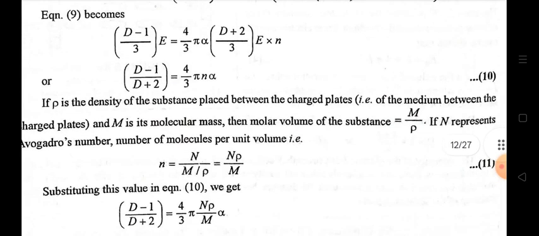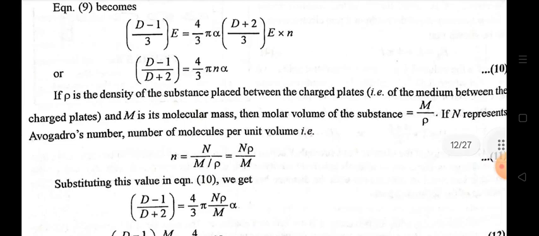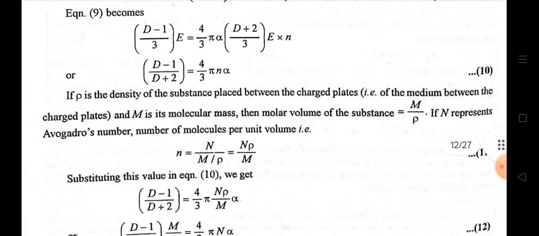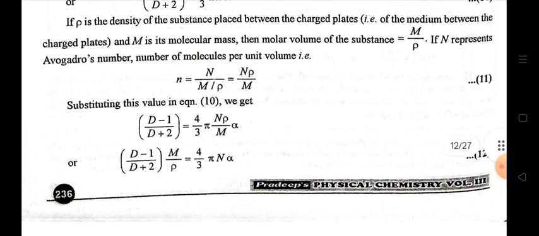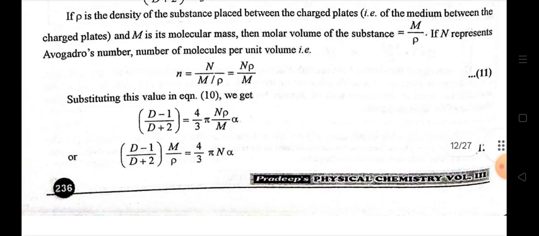If rho is the density of the substance placed between the charged plate, and m is the molecular mass, then the molar volume of the substance is equal to m by rho. If N represents Avogadro's number, and n the number of molecules per unit volume, then n is equal to N upon m by rho, that is equal to N rho by m, that is our equation 11. Substituting this value in equation 10, we get (D minus 1) upon (D plus 2) is equal to 4 by 3 pi N rho by m into alpha, or (D minus 1) upon (D plus 2) into m by rho is equal to 4 by 3 pi N alpha, that is our equation 12.